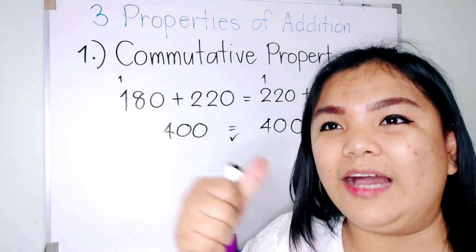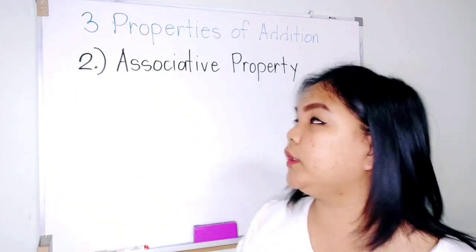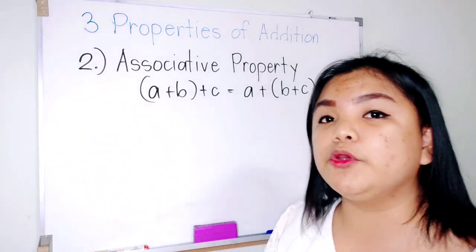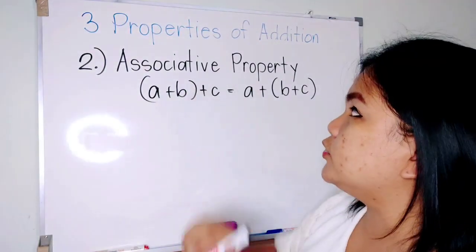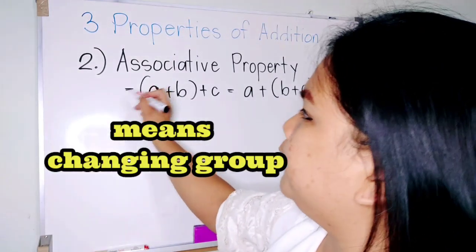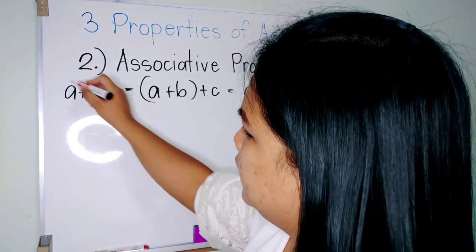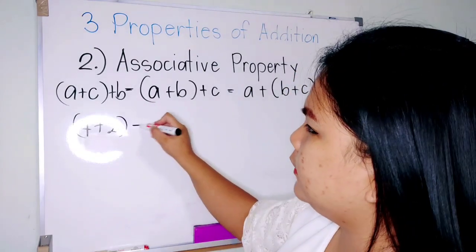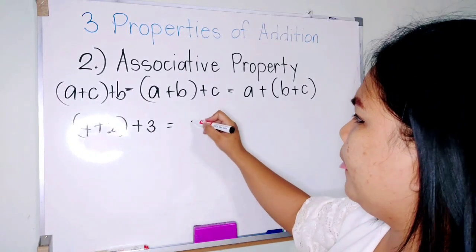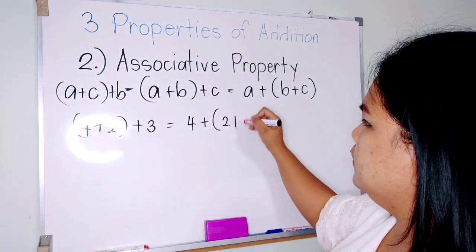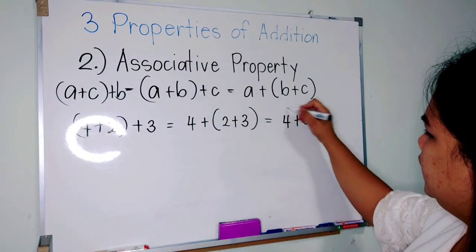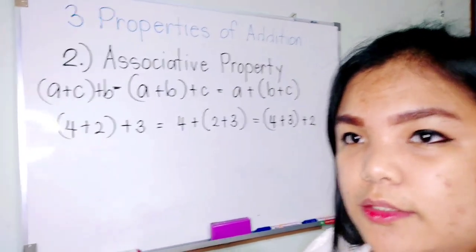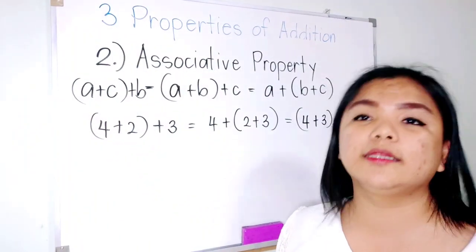Okay? Now, let's move to number two. Okay, the next property is what we call associative property. Again, associative property. So, in number one, commutative property, changing position. Associative property, changing group. Like for example, 4 plus (2 plus 3) is the same as (4 plus 2) plus 3, which equals 4 plus 3 plus 2. So they have their group, no? Even if you change their position or even if you change their group, you will still get the same answer.